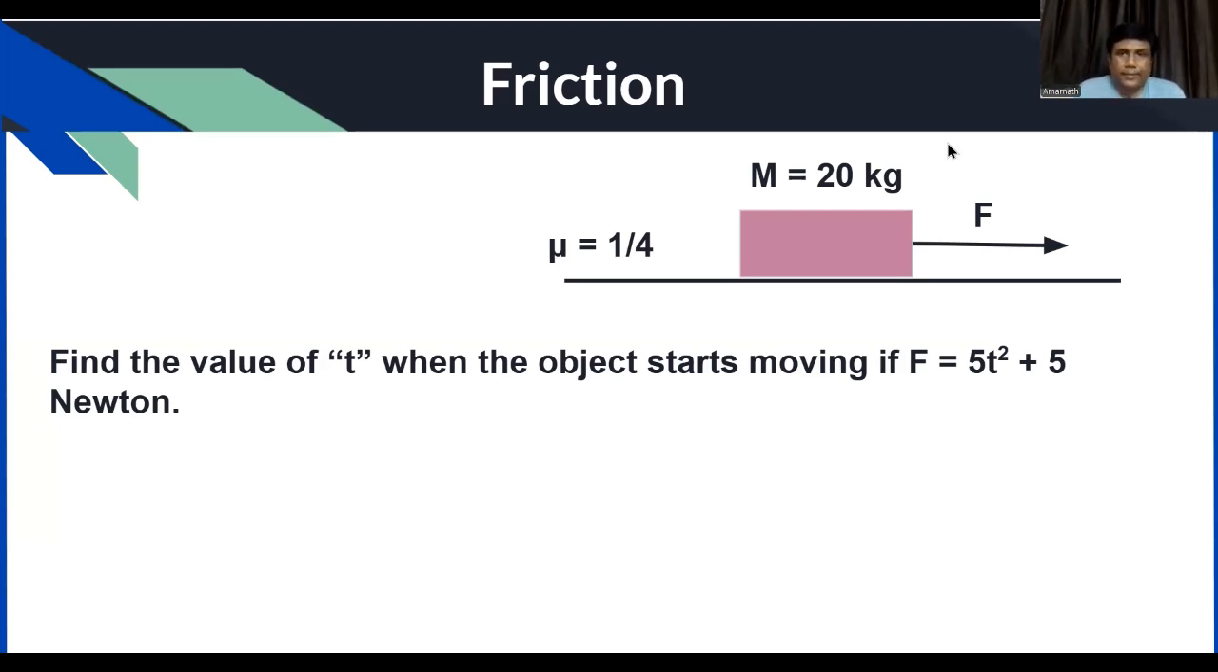Here also, mass is 20 kg, applied force is 5t square plus 5. Coefficient of friction is 1 upon 4. Find the value of t when the object starts moving. If f equals 5t square plus 5 under root, this is like this. I think correct. You are correct.